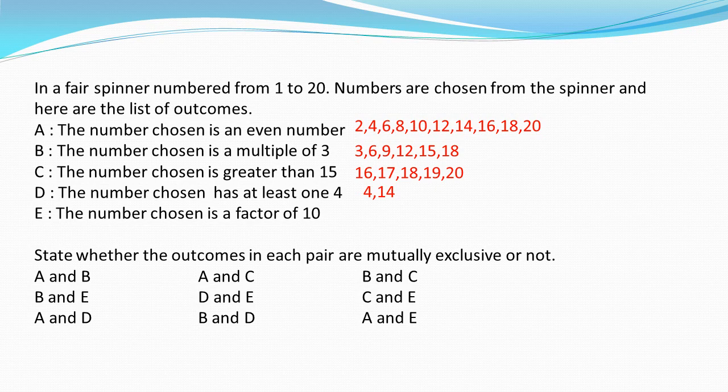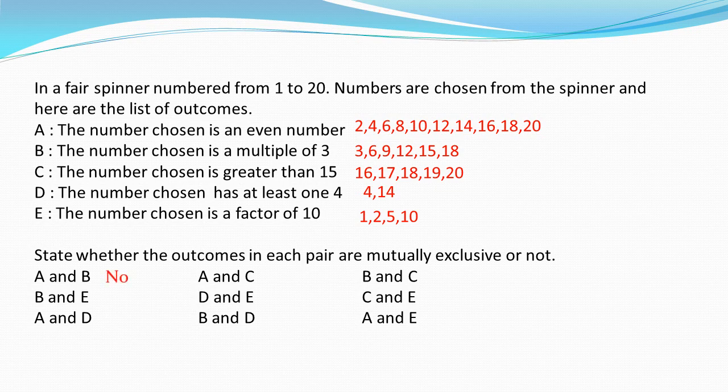The number chosen is a factor of 10. Factor of 10 means numbers you multiply together to get 10. We know that 1 times 10 and 2 times 5. So the possible outcomes are 1, 2, 5, and 10. Now let us check whether two events, A and B, are mutually exclusive or not. Mutually exclusive means they don't have any common number between them. A and B, if we look, we can see that we have 6 in common, and 12 also in common, and 18 in common. So the answer is no.